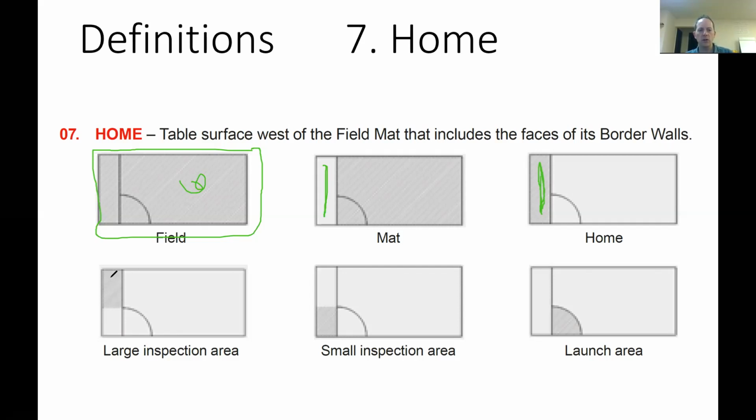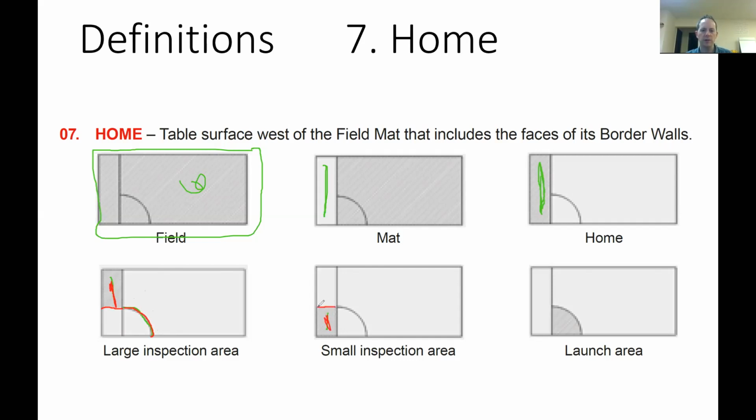Then there's the large inspection area and the small inspection area, and those will get defined or discussed later. So the large inspection area is, if this here is the launch area, this is the border of the launch area. Maybe I can change this color to red. It'll show up a little better. So if this is the border of the launch area, if you extend that line to the other border wall, everything above that is the large inspection area, and everywhere below that is the small inspection area.